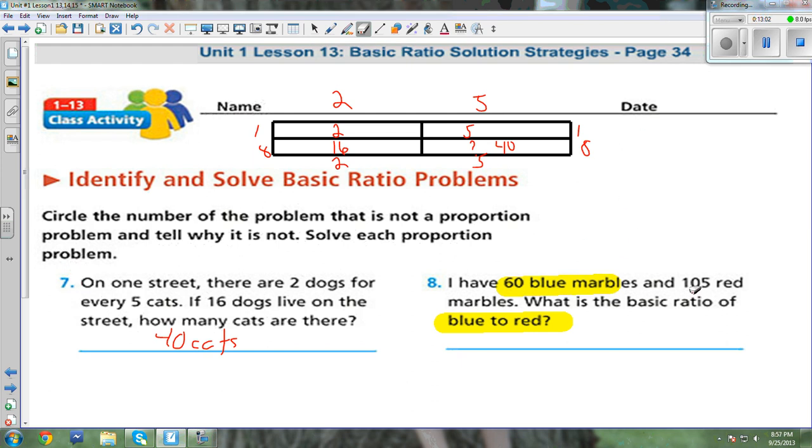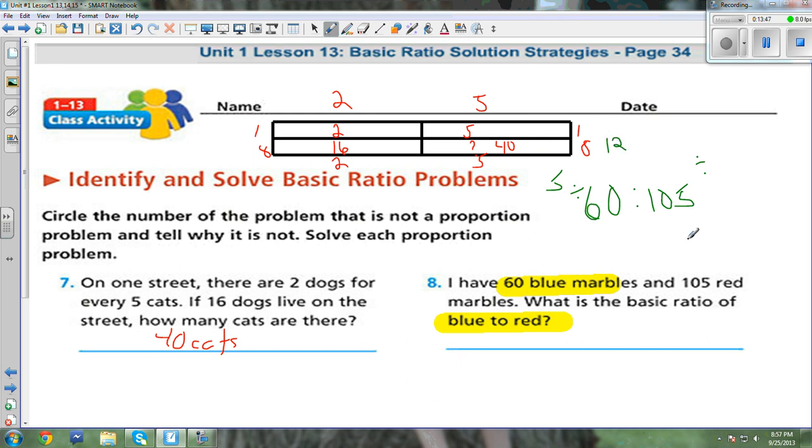So let's look at the 60 to 105. I'm just going to write it. 60, 105. Now, what factor will go into 60 that will also go into 105? And this is kind of a difficult problem here. Start out small. 5 goes into 60, and 5 also goes into 105. So I'm going to divide by 5. And that's going to give me 12.